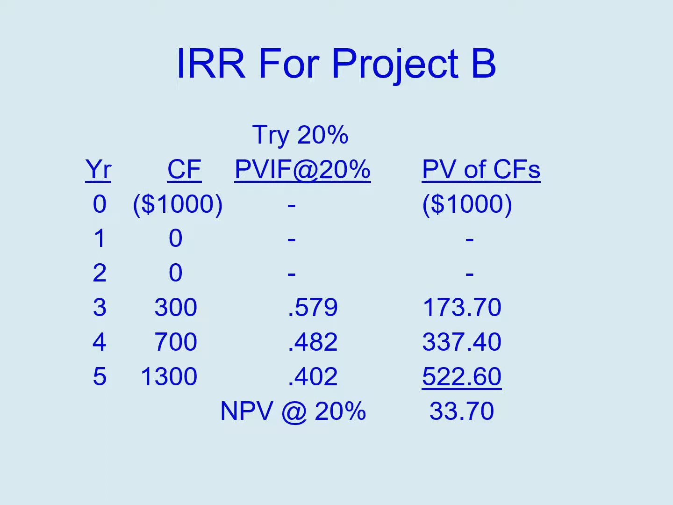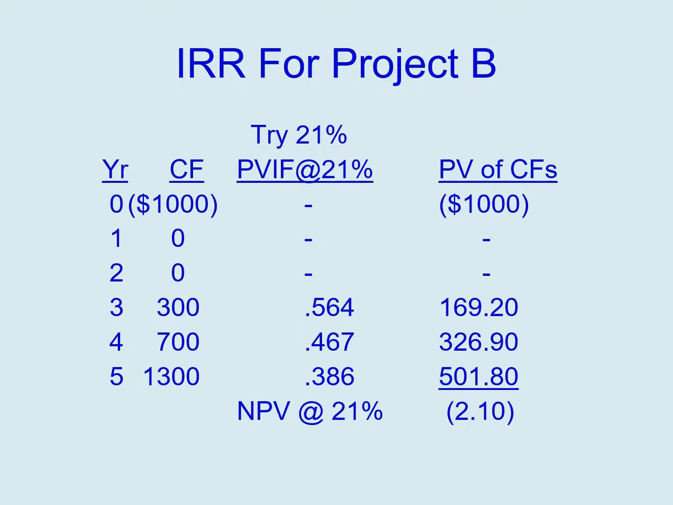So I need that NPV to go down to 0, which means I'm going to have to increase my discount rate. So I go ahead and increase my discount rate, let's say to 21%, and see what happens. Okay, so when I move it to 21% and go through that same process, you'll see that I came really close to 0. So now I have an NPV of negative $2.10.